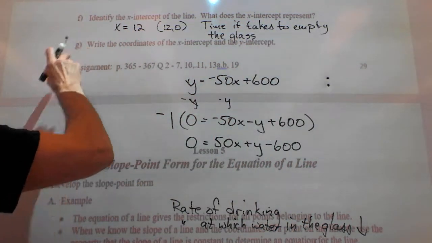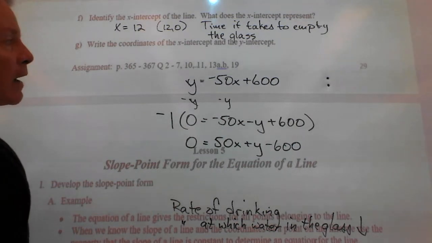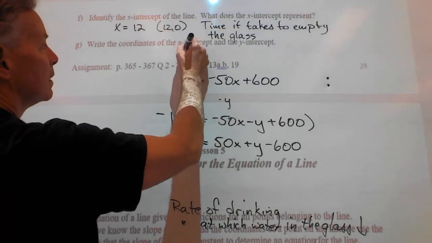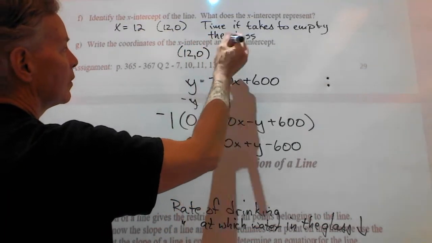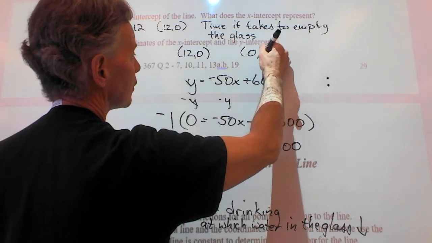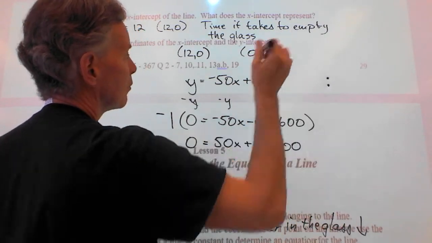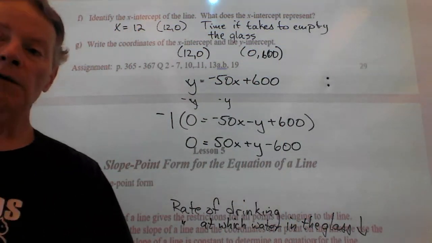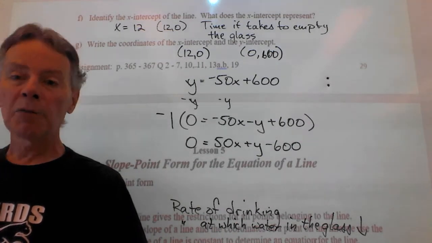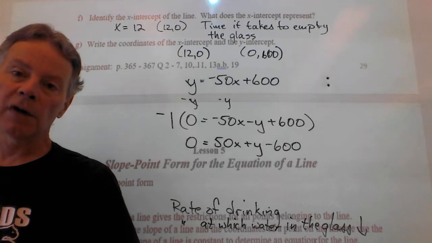Right, the coordinates of the x and y intercepts, well, we've done that a couple of times already. We've got the x-intercept right there. It's at 12 and 0, and remember the y-intercept was at 0, and whoops, 600. Remember we used those when we found the slope. Okay? So, I hope you feel a little bit better about this.